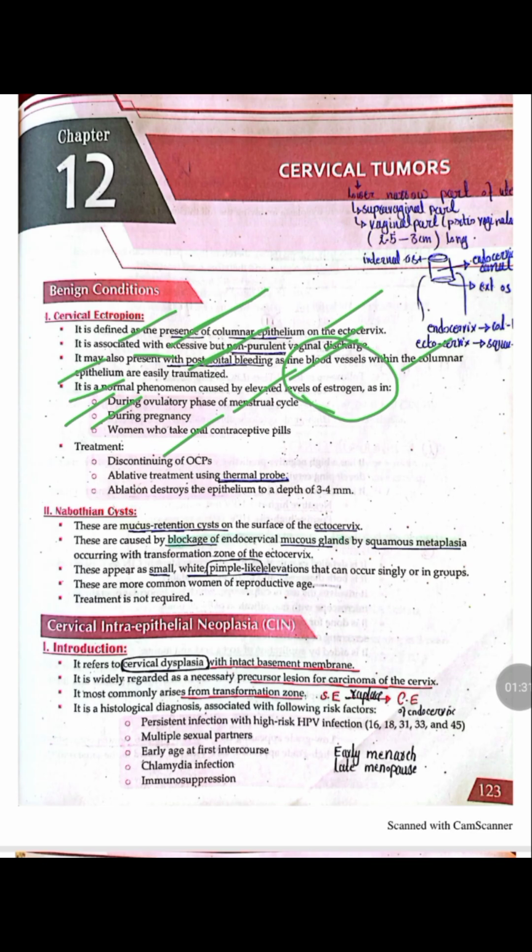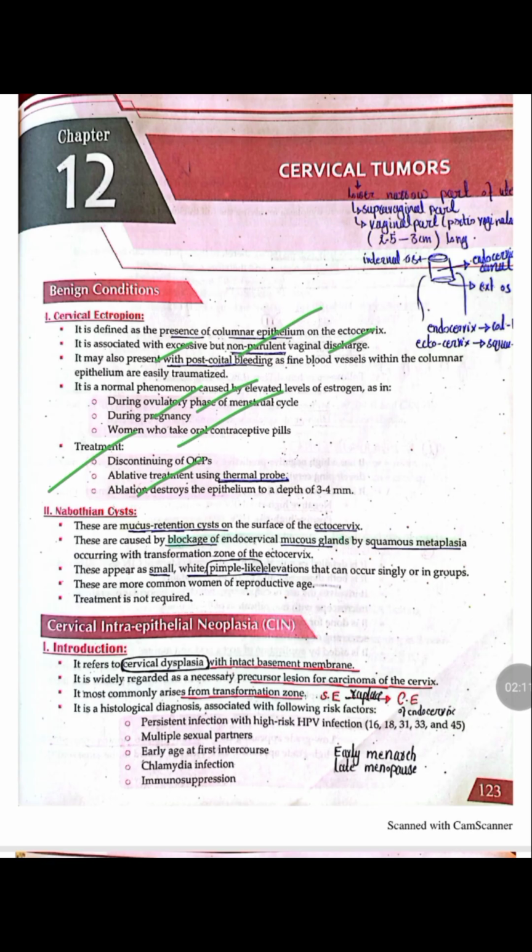And the treatment of cervical ectropion is to discontinue the oral contraceptive pills, and similarly we can also do ablation with the help of a thermal probe, and the ablation destroys the epithelium up to a depth of around 3 to 4 mm. So cervical ectropion is the presence of the columnar epithelium on the ectocervix, and it is associated with excessive vaginal discharge, and it occurs during the ovulatory phase, during pregnancy, and in women who use oral contraceptive pills. And the treatment includes discontinuing oral contraceptive pills and ablation of the epithelium.